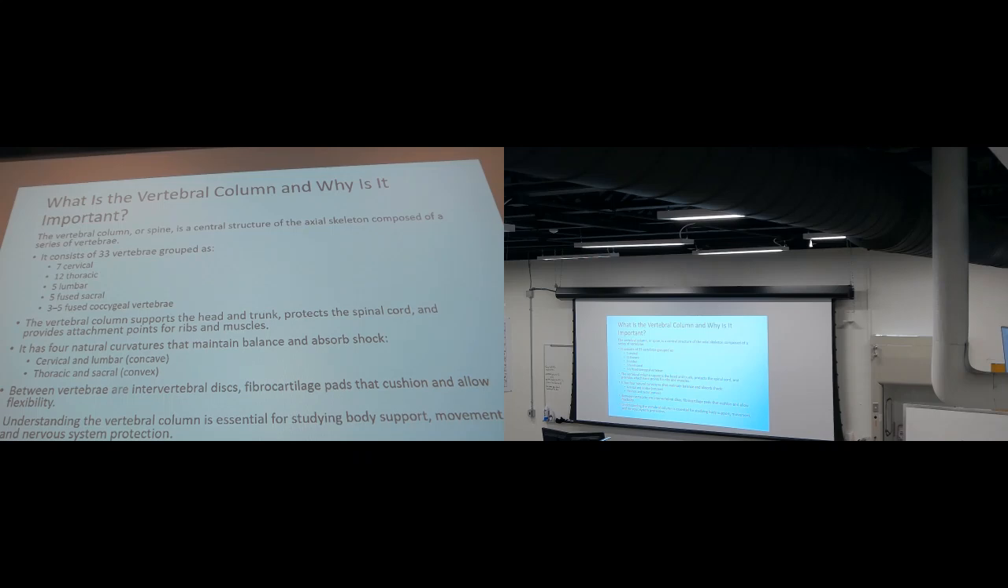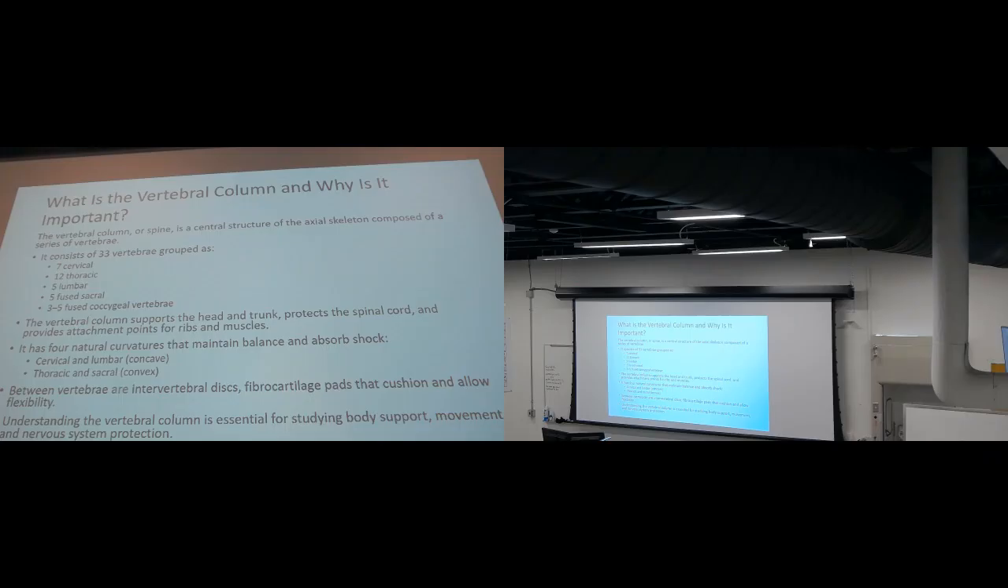Naturally, we have curvatures. We have 4, 2 that are concave and 2 that are convex. The concave ones face posteriorly, and the convex ones face posteriorly as well, with the curvature of a concavity like that. So in our neck we have a concave curvature and also in our lumbar area. And then in our thoracic area we have convexity, and the same for the sacral area.